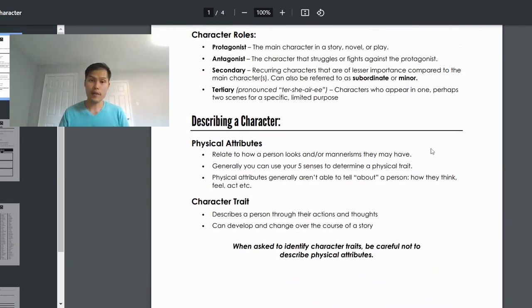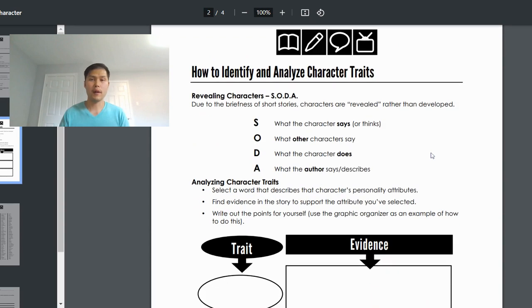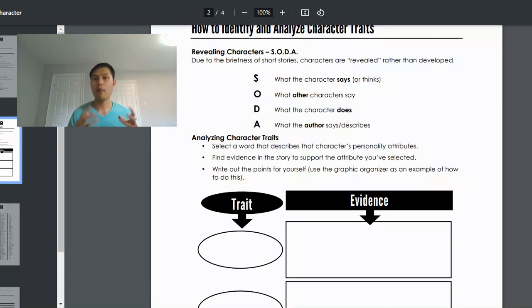A character trait, though, describes a person through their actions and thoughts. They can develop and change throughout the course of the story, generally speaking. So please look at the below in the second part here, how to identify and analyze character traits. That emphasizes how important these 4 letters are, as you see in character analysis.